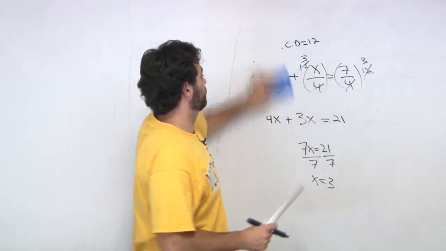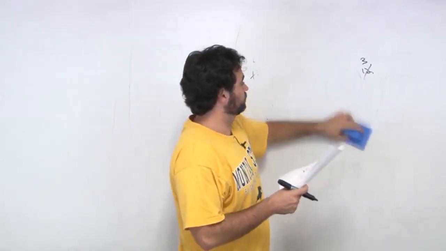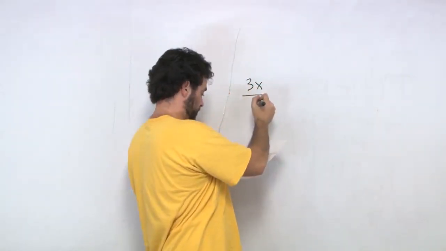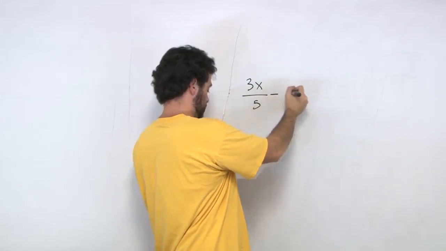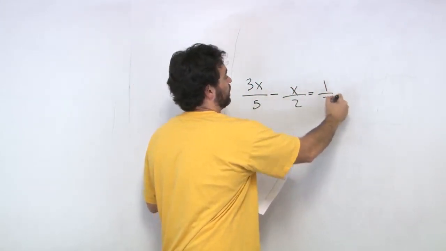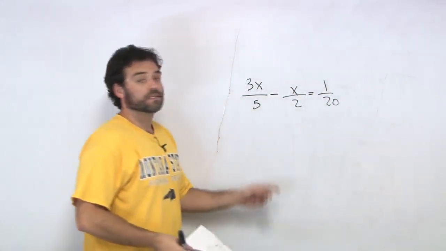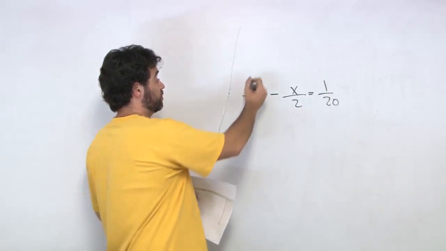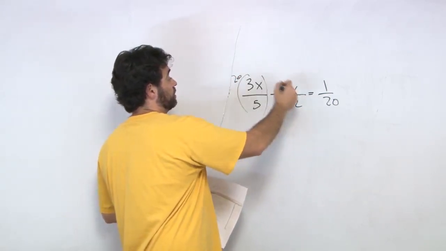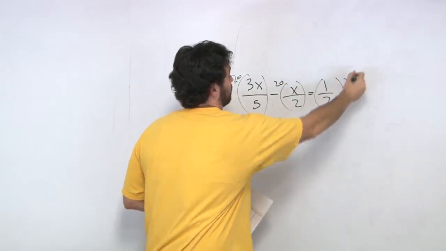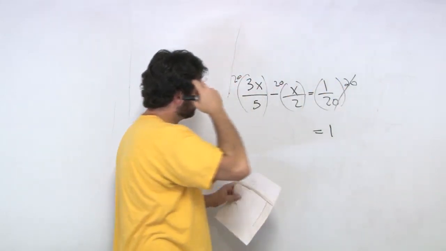Okay, very good. And here we have another one, 3x over 5 minus x over 2 equals 1 over 20. Okay, same idea. What's the LCD here? 20 is our LCD. I'm going to multiply everything by the LCD: 20, 20, and 20. That cancels. This is equal to 1.